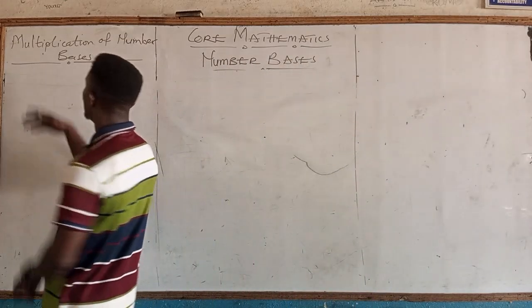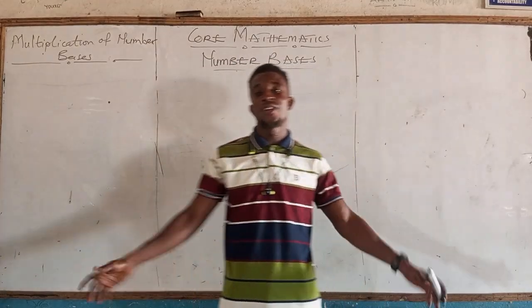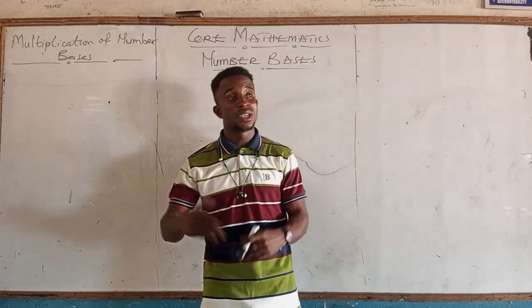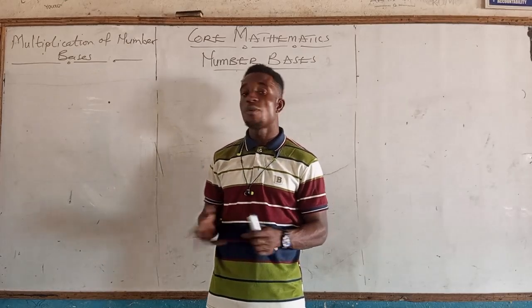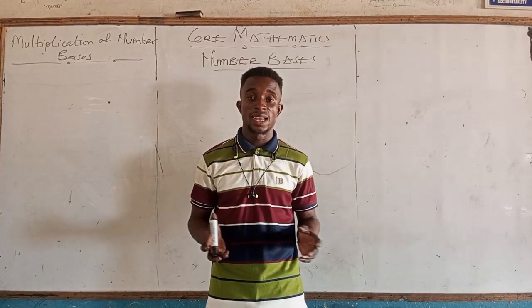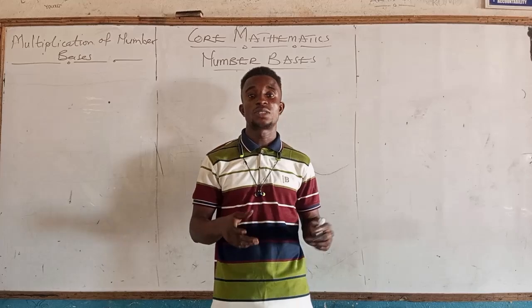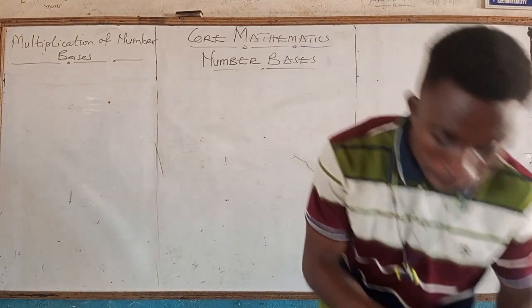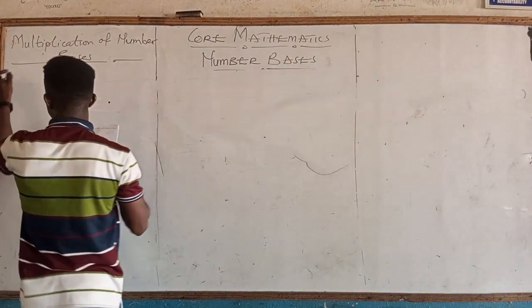Let's proceed. So, multiplication of number bases. This one we are referring to other bases as well, not base 10. For base 10, we normally do that one. So in other bases, it is done the same way as in base 10. Let's quickly take examples and use them to explain.